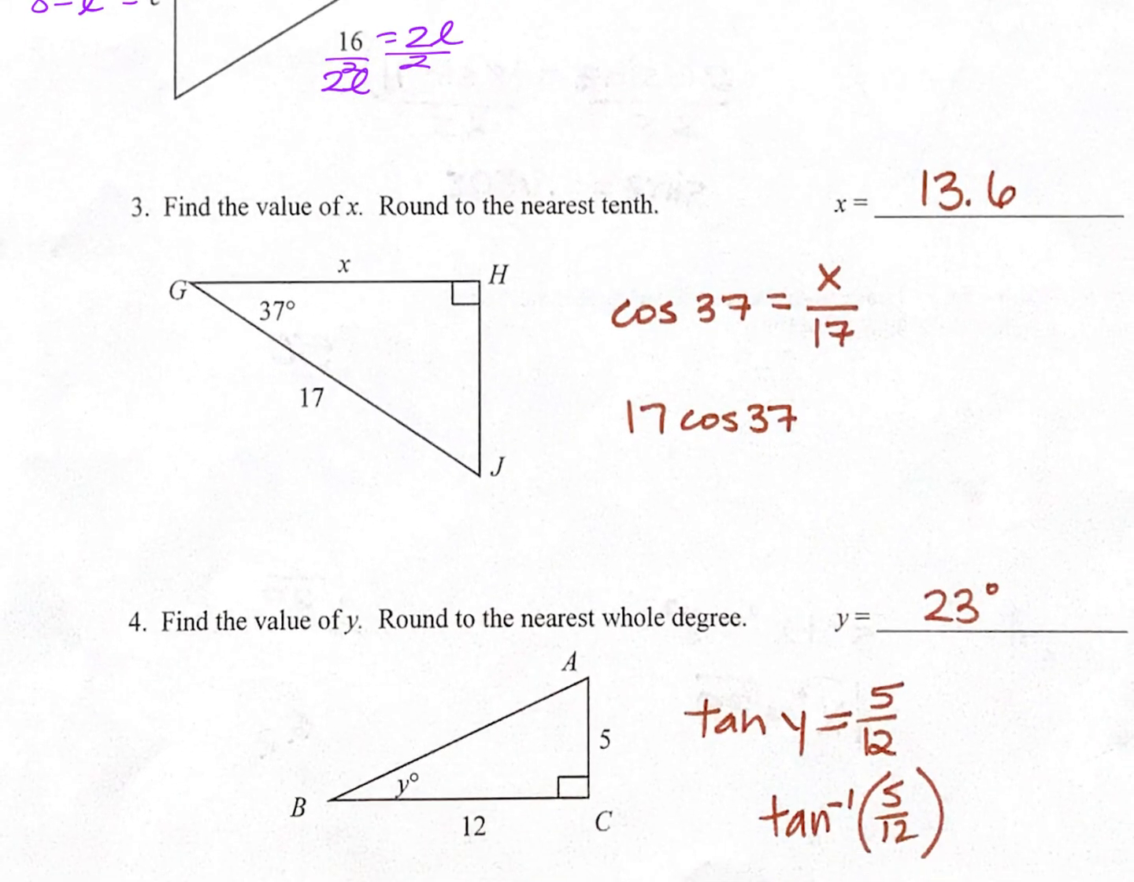All right, number 3, from the angle, you have the adjacent and the hypotenuse. So that's cosine of 37 equals x over 17. So you multiply by 17 on both sides and you get 13.6.